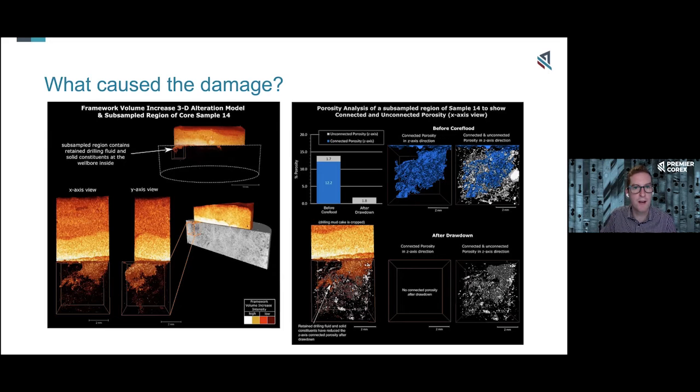So in this one, where we had quite a big drop in perm, 65%, you can see in this zone of the near wellbore that we subsampled, before we did the study, we had about 12% connected porosity and another couple of percent of unconnected porosity that wouldn't have been effective in the core flood. After the core flood, we essentially had the same amount of unconnected porosity, but we'd lost almost all the connected porosity in this area of the near wellbore.